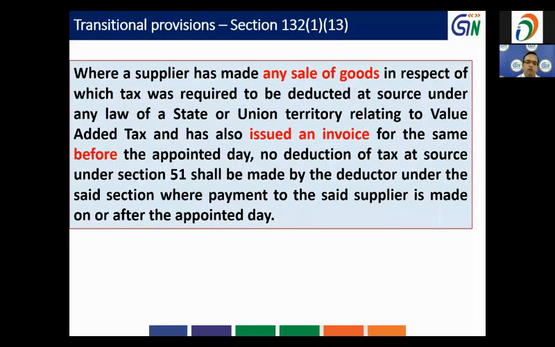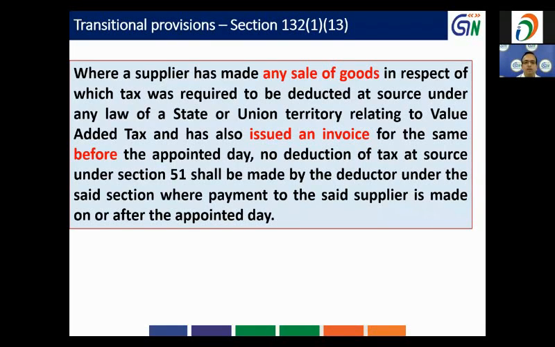So if the invoice has been issued on 20th of June 2017, which is going to come next month, then no deduction of tax at source under section 51 shall be made by the deductor under the said section, where payment to the said supplier is made on or after the appointed date. So even if you are making payment after the appointed date, that is the 1st of July, then no tax is to be deducted under section 51.